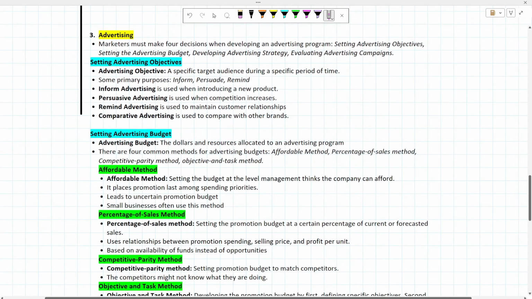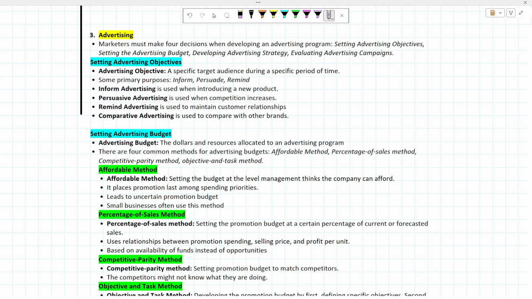So 3, advertising. Marketers must make 4 decisions when developing an advertising program: setting advertising objectives, setting the advertising budget, developing advertising strategy, and evaluating advertising campaigns. So, setting advertising objectives. An advertising objective is a specific goal for a specific target audience during a specific period of time. Some primary purposes are to inform, persuade, and remind.